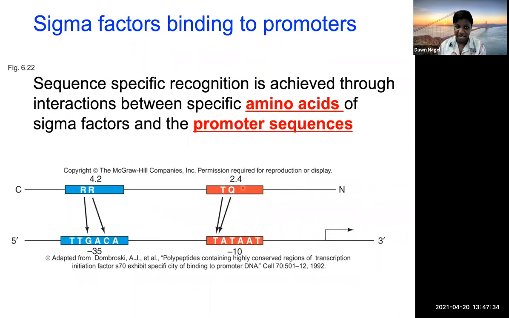How does that specific binding happen? The sequence-specific recognition is achieved by these regions in the sigma factor, so 4.2 or 2.2, for example, recognize actual nucleotides within these regions. It's highly specific, right? So these arginines are recognizing G and C, and threonine and glutamine are recognizing this T at the -10 position. So it's highly specific what the recognition is for this to happen. Otherwise, you would just randomly be able to transcribe anything, right? So it's really highly regulated and specific.